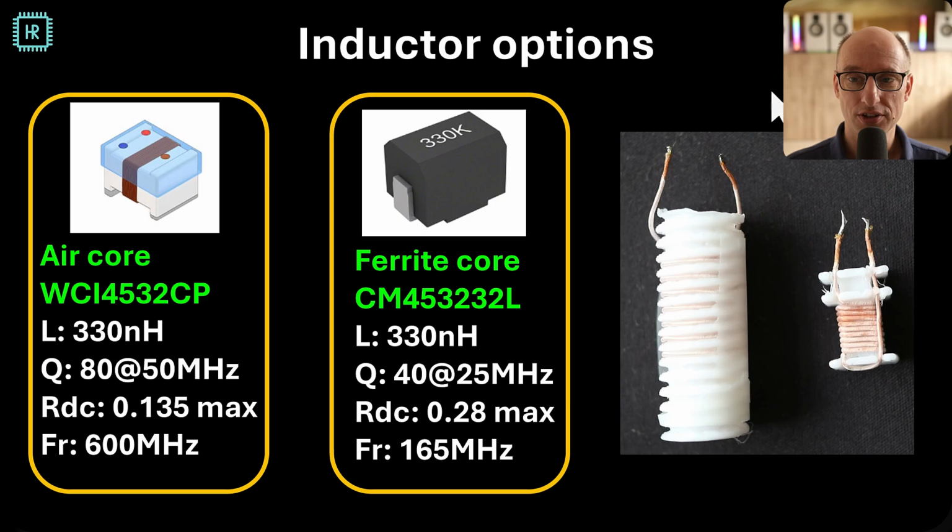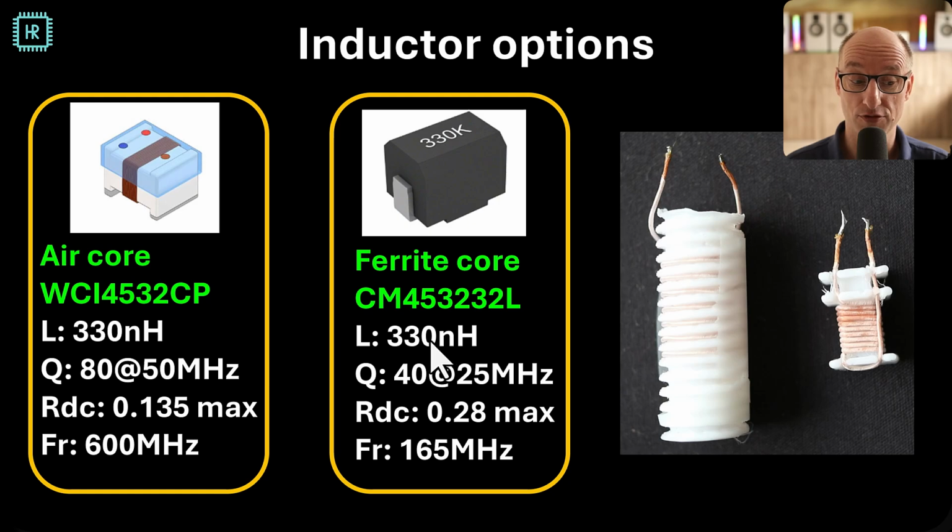So for the inductors, I have several options. I have 2 off-the-shelf options and I have 2 hand-wound options that I want to show. Unfortunately, the hand-wound options I can't put on the board because they get so close together that they start talking to each other electromagnetically, and that means that the filter doesn't work. Now for the 2 standard options, I have an air core version and a ferrite core version.